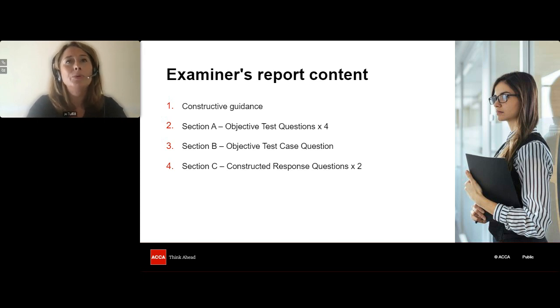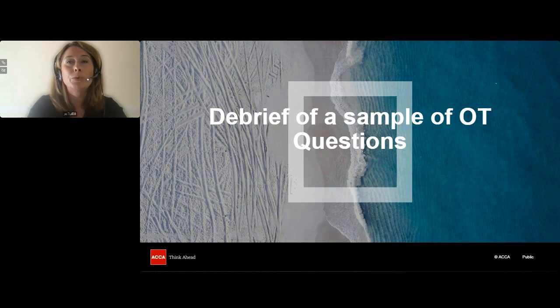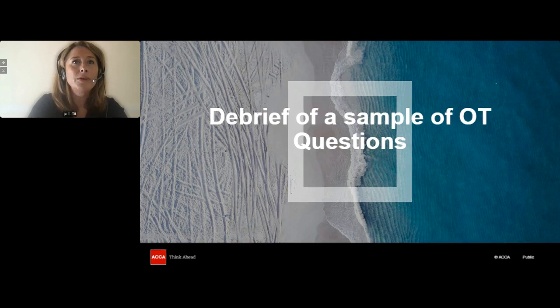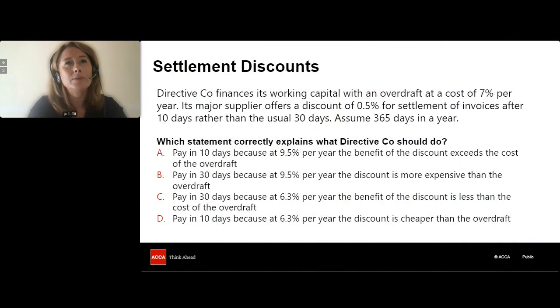It's really important that you read these articles, these reports. So I'm going to go through some of the questions which are on the report for this sitting. So the first one I'm looking at is a multiple choice from section A, and this was on settlement discounts.